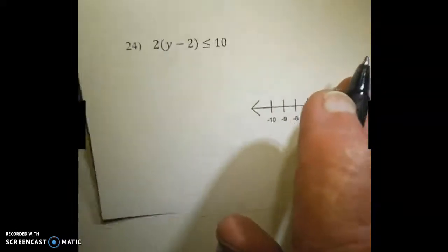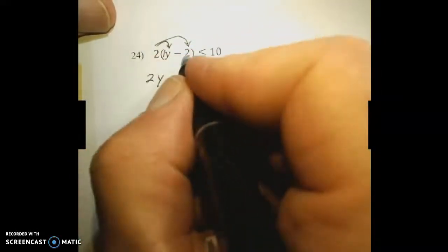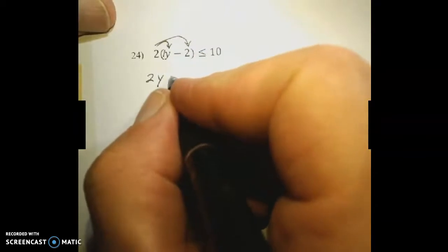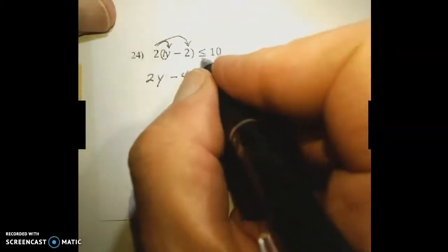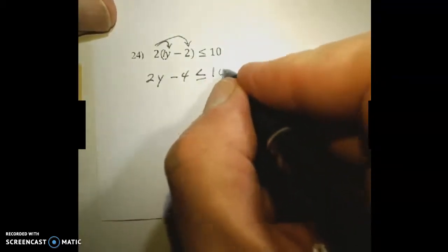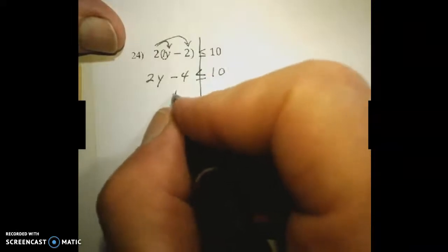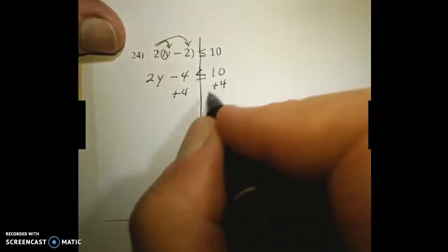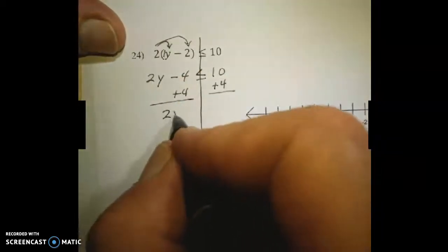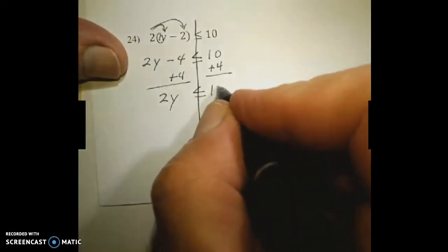And then number 24, distributive property. 2 times everything in here. 2 times 1y is going to be 2y. 2 times a negative 2 is a negative 4. And your inequality just comes down. We haven't started solving anything, so no way does the inequality change. Again, it's going to keep coming straight down the page. To get rid of a negative 4, you add 4. Do the same on this side. Add 4. You get 2y is less than or equal to, the inequality is not changing, 10 plus 4 is 14.